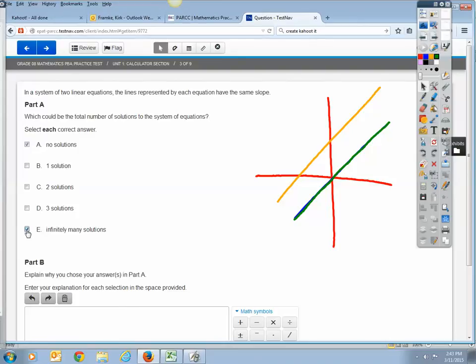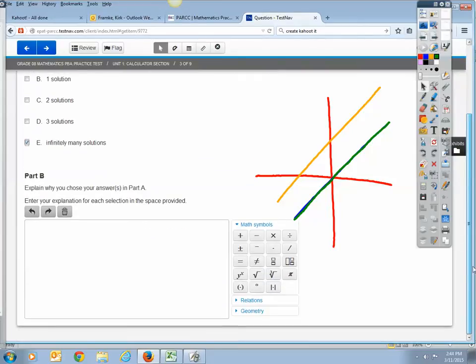And in the box down here, it wants you to explain why you chose those two, A and E. And so you can talk about that lines that have the same slope are parallel, and parallel lines don't touch. And a solution is where two lines cross. And then you should also talk about, if you have two of the same line, that the lines will be drawn right on top of each other. Therefore, they will be touching at an infinite number of points. And so there are an infinite number of solutions.